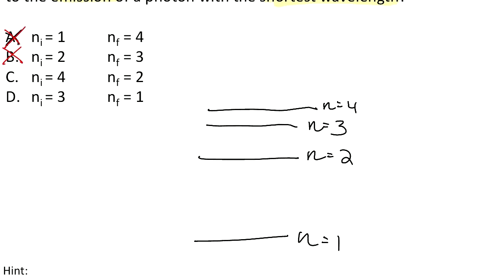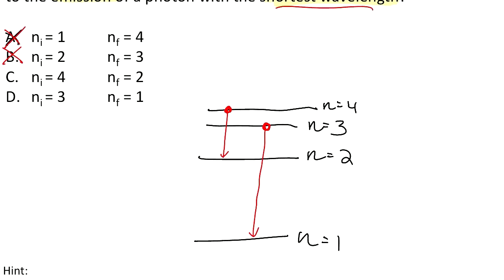So let's draw it. We have 4 to 2. So right here, this is 4 to 2. And then we have what? 3 to 1. All right, so those are my two different options. But let's read the rest of the statement.